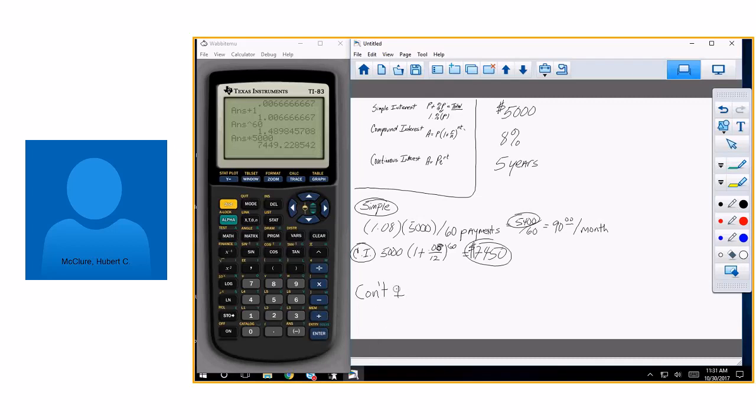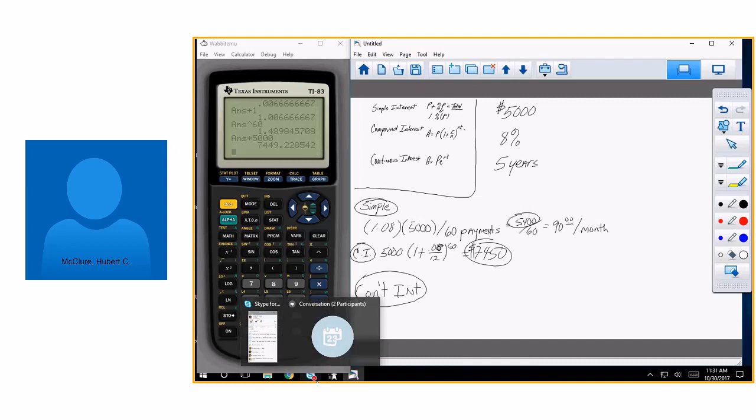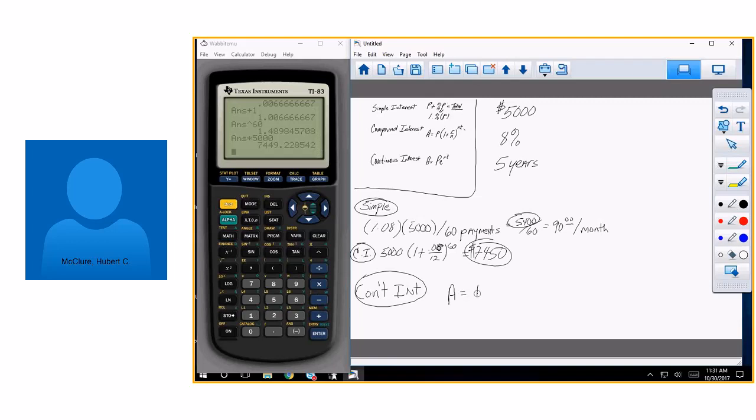Continuous interest. That's going to be PERT. A is equal to P e to the rt power. So that's going to be 5,000 times e to the 0.08 times 5.